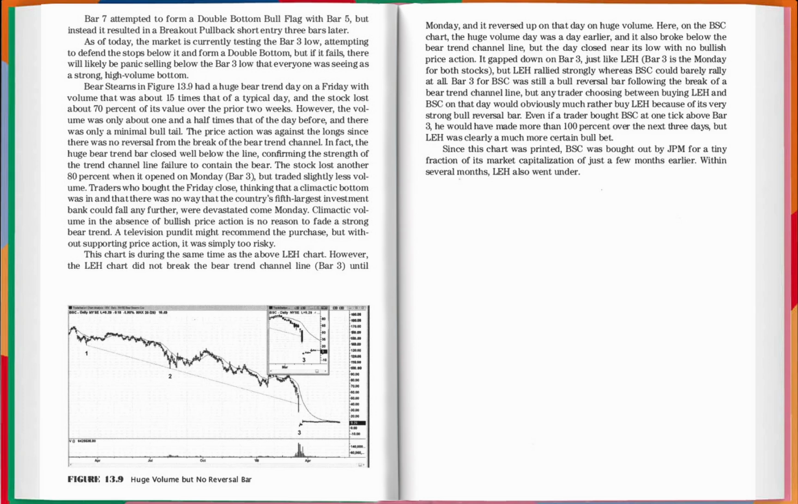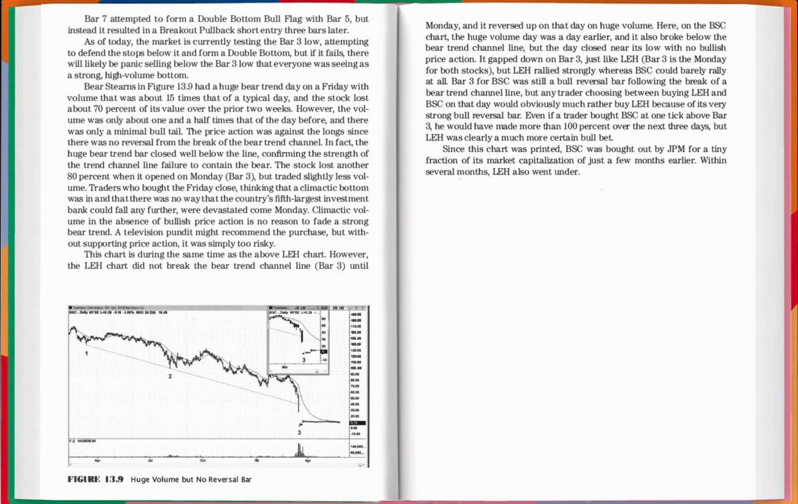This chart is during the same time as the above LEH chart. However, the LEH chart did not break the bear trend channel line, bar 3, until Monday, and it reversed up on that day on huge volume. Here on the BSC chart, the huge volume day was a day earlier, and it also broke below the bear trend channel line, but the day closed near its low with no bullish price action. It gapped down on bar 3, just like LEH. Bar 3 is the Monday for both stocks, but LEH rallied strongly whereas BSC could barely rally at all.